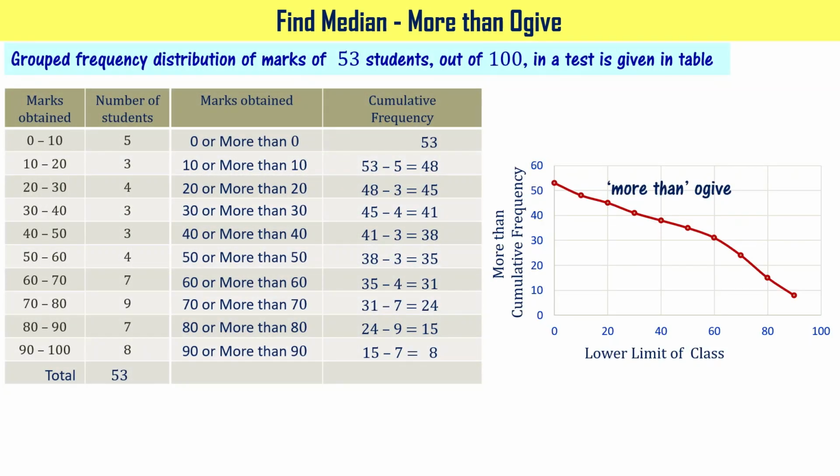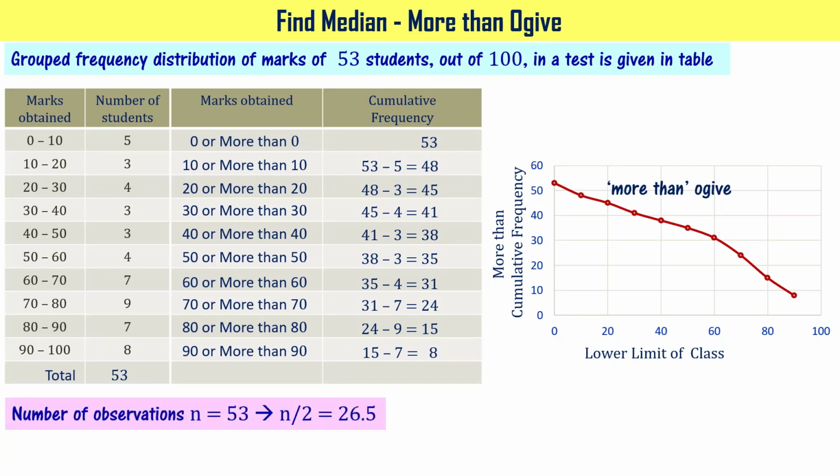We have seen the more than ogive graph, right? And the total number of observations is 53 here also. It means n by 2 equal to 26.5. Let me draw a line parallel to the x-axis at n by 2. It is intersecting the ogive at this particular point, right? Now let me draw a perpendicular to the x-axis from that point. When I do that, I'm getting the median as the point where that particular line intersects with the x-axis. This is 66.4, right?